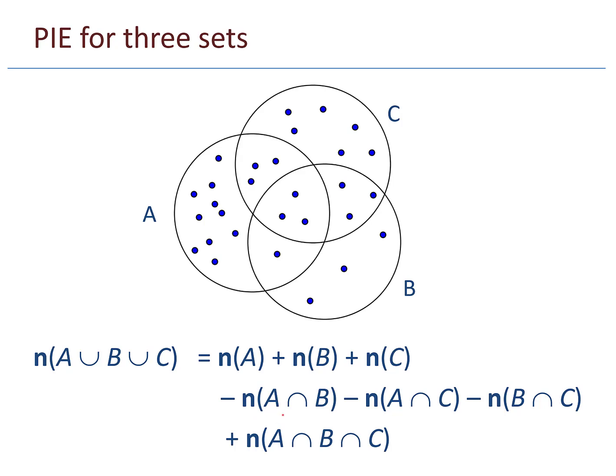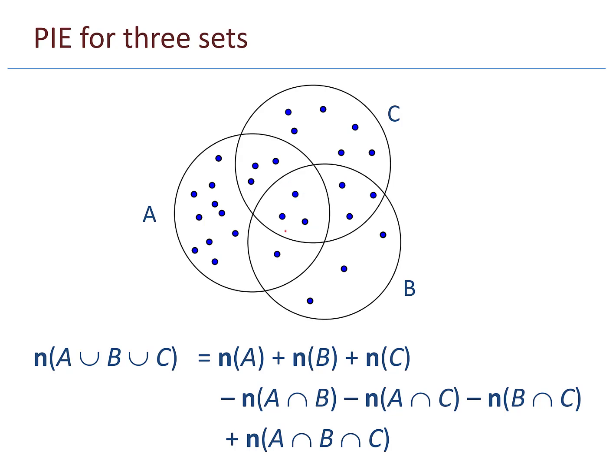I'll subtract off the number of things in the intersection of A and B. I'll subtract off the things in the intersection of A and C. I'll subtract off the number of things in the intersection of B and C. But then it turns out I've subtracted too much, and this most central part has actually been subtracted too many times. So then I need to add that back in.